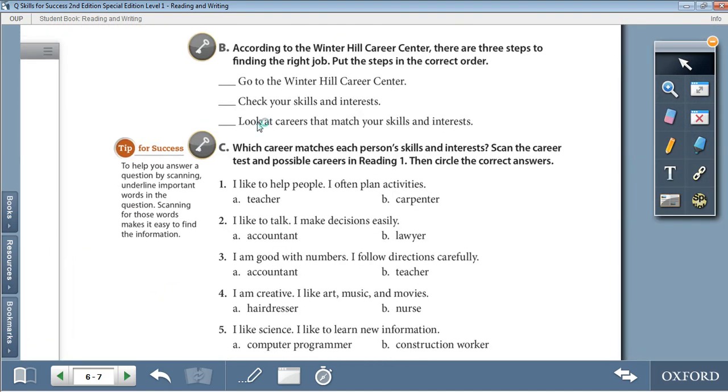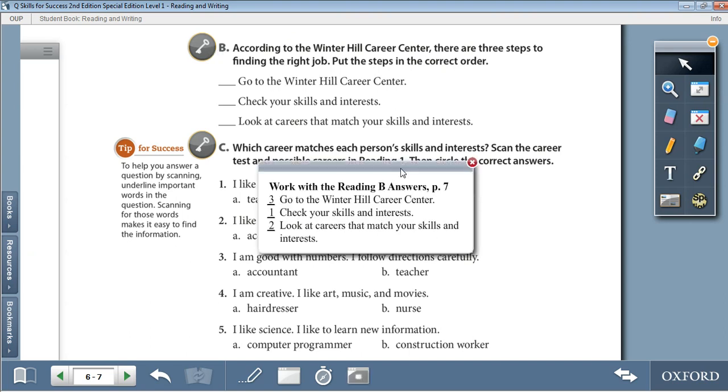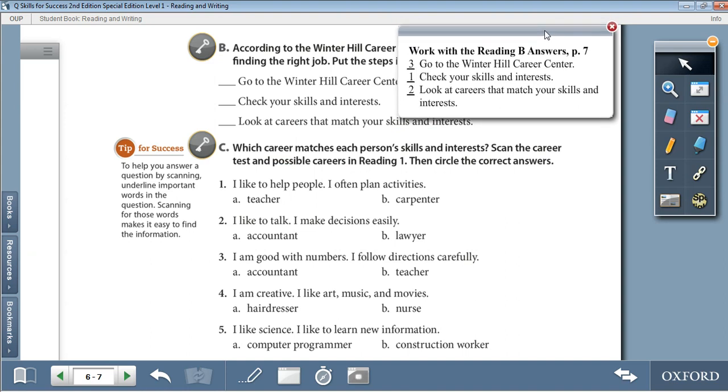Next, activity B. According to the Winter Hill Career Center, there are 3 steps to finding the right job. Put these steps in the correct order. Which ones you need to do first? 1, 2, and 3. Here are the correct order.